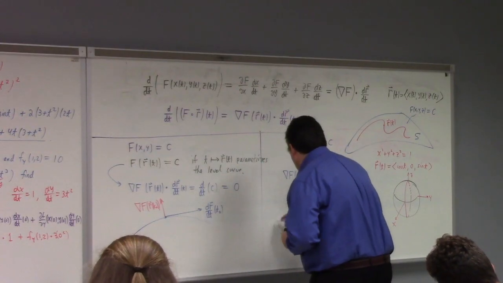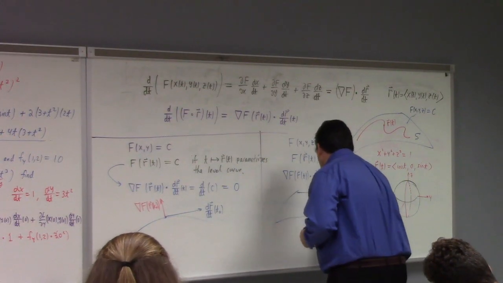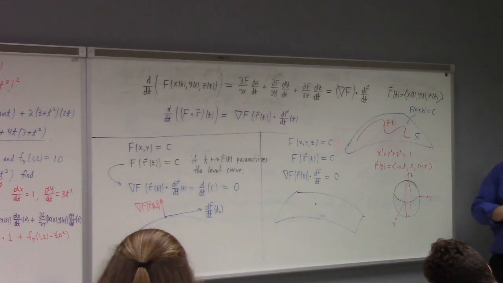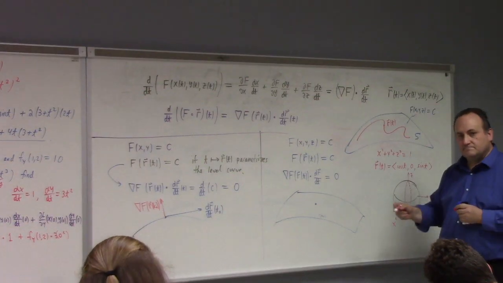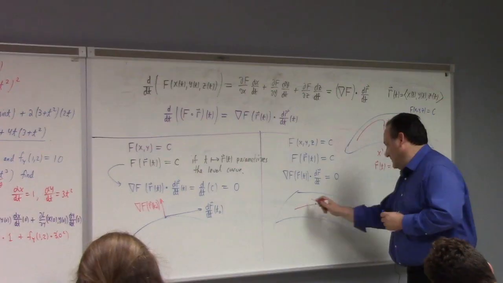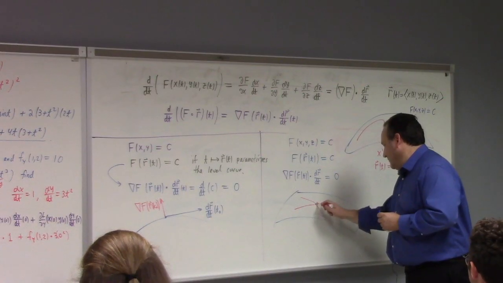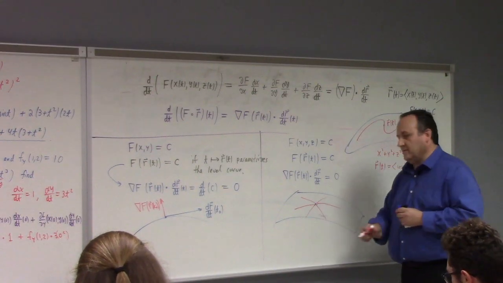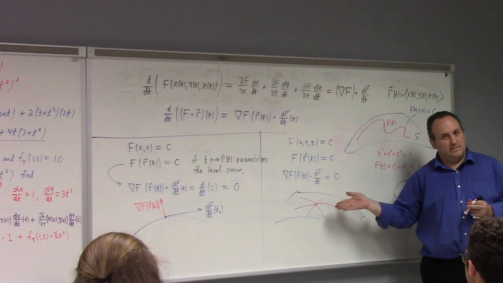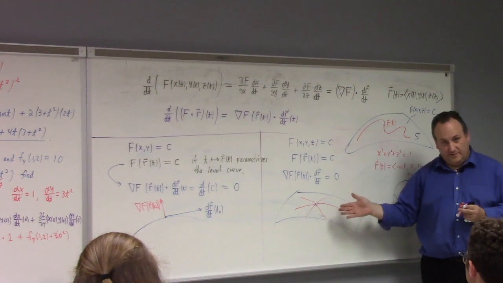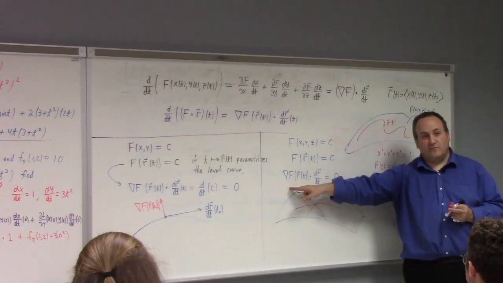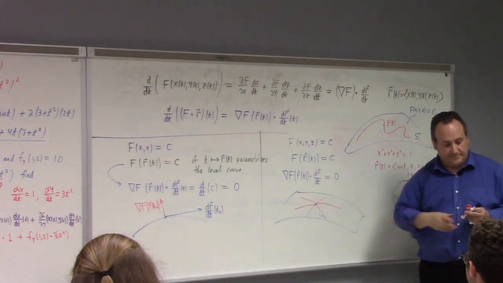So if I tried to draw a picture of this, here's a point, right? How many different curves go through that point on a surface? A lot of them, yes? But no matter which one you look at, the tangent vectors to those paths are all perpendicular to that one defining normal vector, the gradient of f at that point.